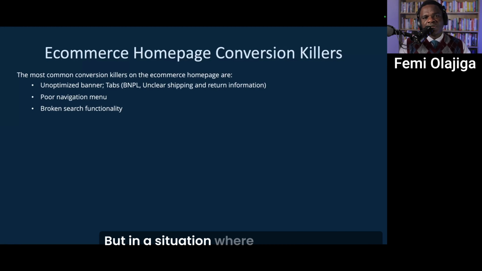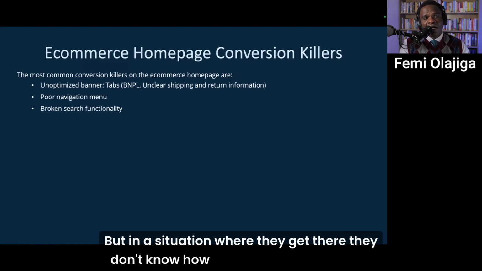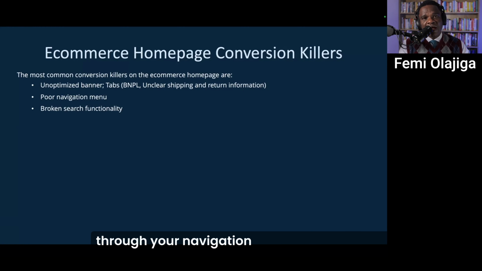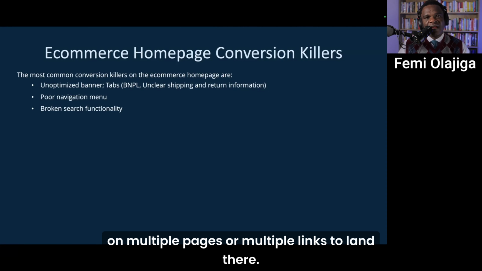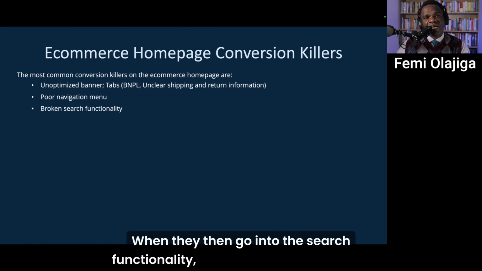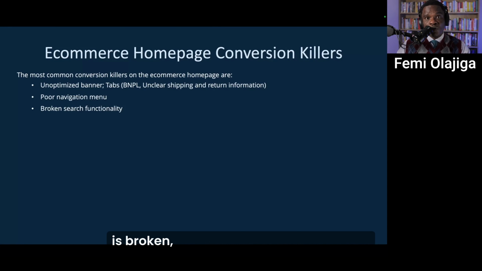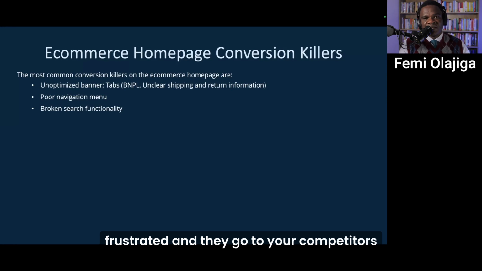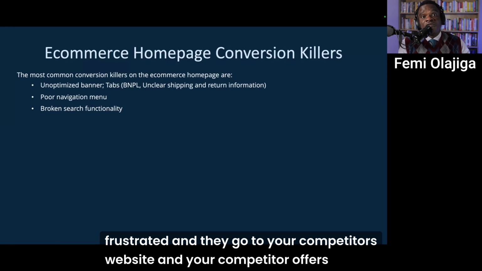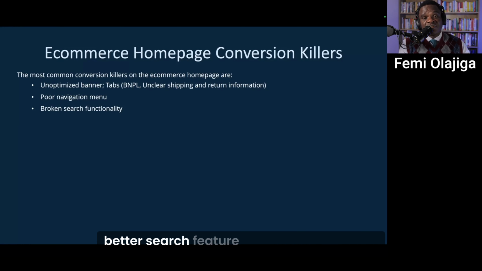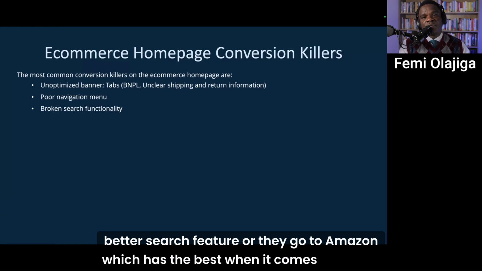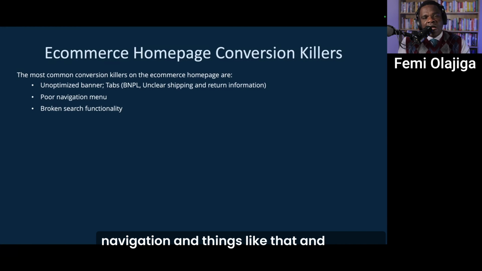But in a situation where they get there, they don't know how to find the product easily through your navigation because they'll have to click on multiple pages or multiple links to land there. When they then go into the search functionality, if your search functionality is broken, that automatically becomes a conversion killer, because that person becomes frustrated and they go to your competitor's website and your competitor offers them a better search feature, or they go to Amazon, which has the best when it comes to search navigation and things like that, and they get what they want.